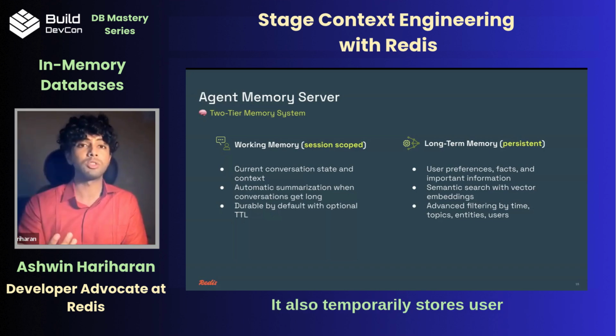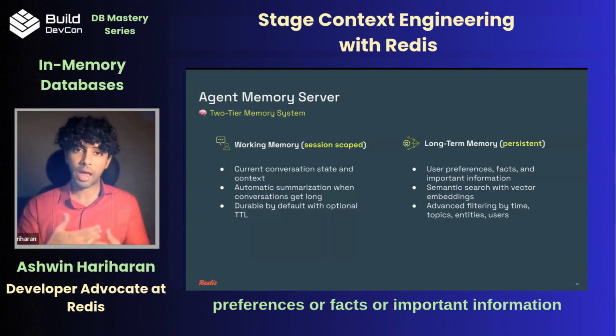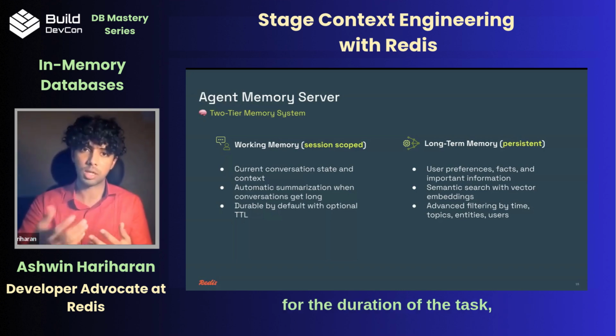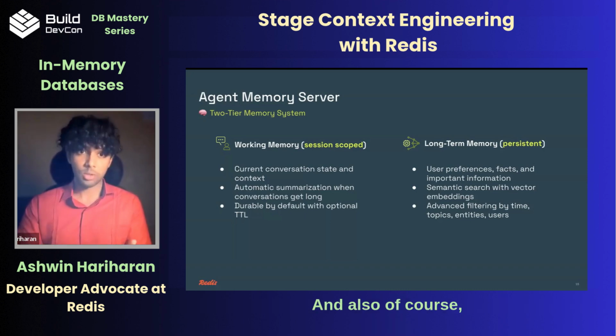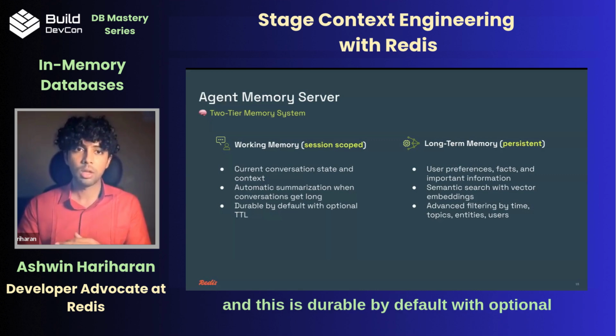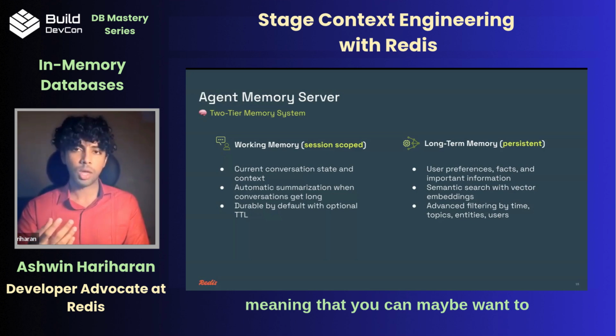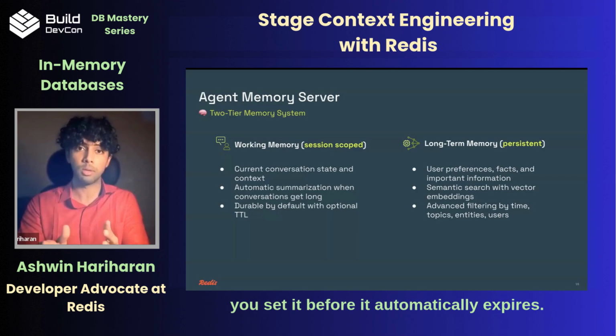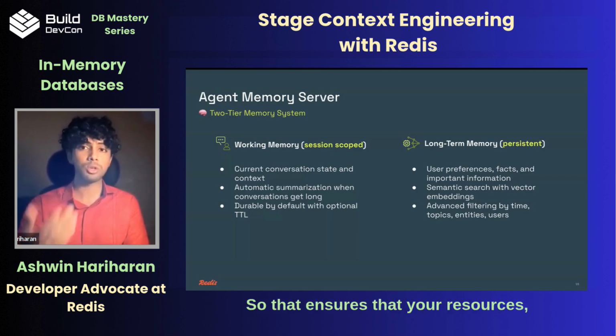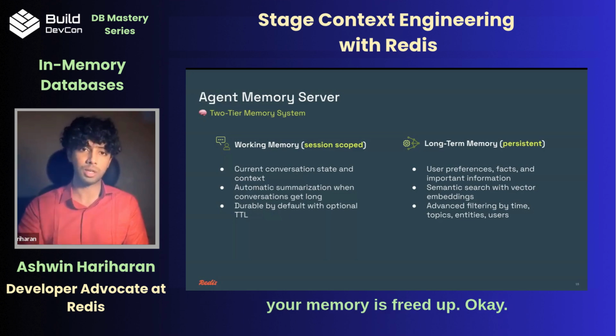It also temporarily stores user preferences or facts or important information for the duration of the task, like the shopping cart contents that we just saw in the demo. And also, of course, it supports semantic search with vector embeddings. And this is durable by default with optional time to live, meaning that you may want to persist it for a few hours or a few days or whatever you set it before it automatically expires. So that ensures that your resources, your memory, is freed up, okay?